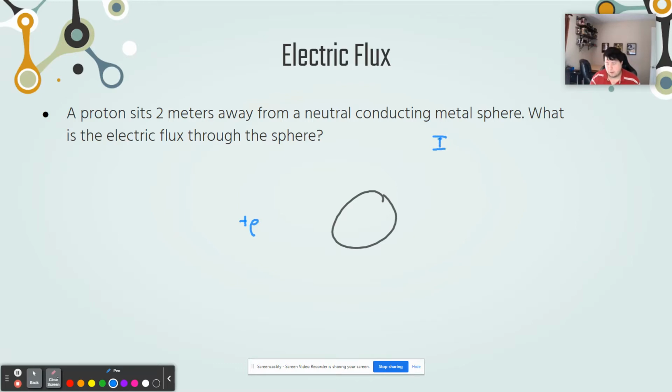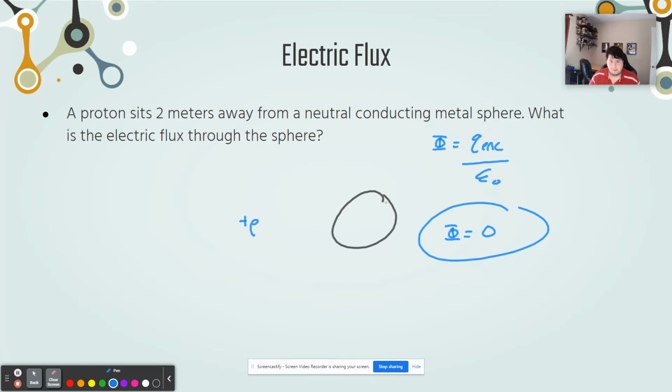I'm probably wanting to use this equation, Q enclosed divided by epsilon naught. And I can take this literally. How much charge is enclosed by the sphere? Well, there are no charges inside the sphere. So, as you can imagine, this one is kind of a trick question. The flux is zero. But I use this to illustrate a really important point.